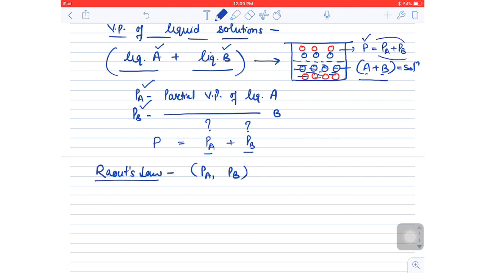So according to Raoult's law, the partial pressure is the product of the pure vapor pressure of a component and its mole fraction. So PA is equal to P naught A into X of A. Similarly, the partial vapor pressure of B will be the product of the vapor pressure of the pure component and its mole fraction in the solution.